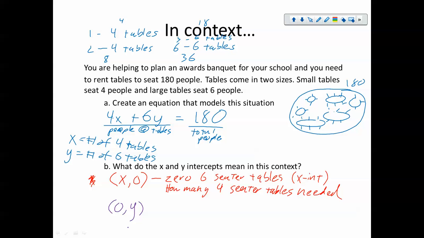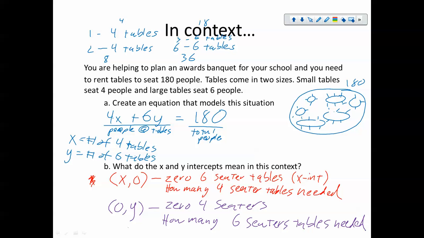Conversely, the Y-intercept, well, that means that there's 0 4-seaters, and that's going to tell me how many 6-seaters I would need. If I had 0 4-seater tables, this would tell me how many 6-seater tables that I would need. Okay, so in context, that's what those things mean. That's what my X and Y intercepts mean. Let's see what the next question here is.